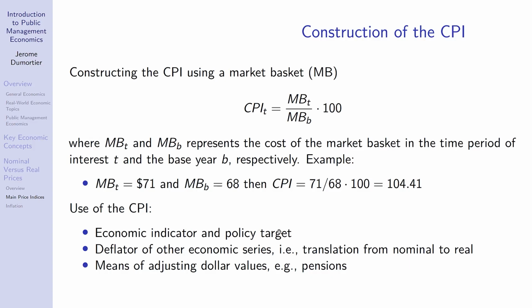The CPI is used as an economic indicator and also as a policy target. You know that the CPI numbers are closely watched every month now. The CPI also serves as a deflator for other economic series, meaning that you can translate nominal to real values, and it is also a means of adjusting dollar values for policy purposes, such as adjusting pension payments.